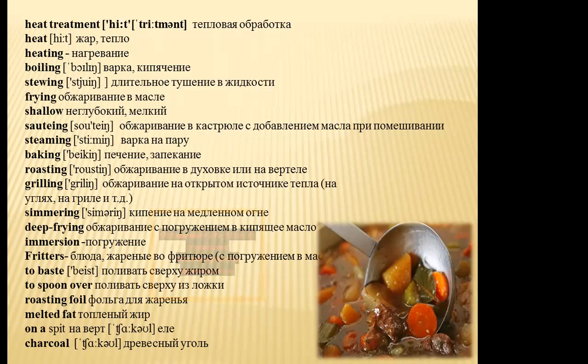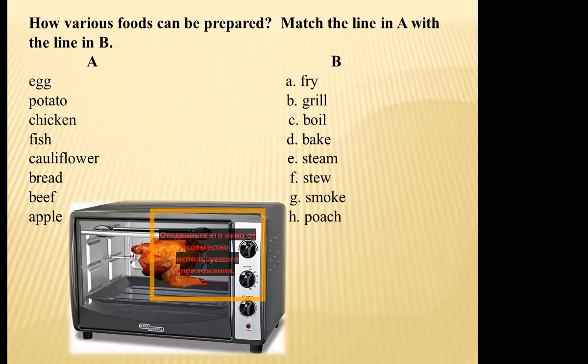The next task is, according to this vocabulary, we do an exercise. How can various food be prepared? Match the line in A with the line in B. Egg, to poach egg. Potato, to fry potato. Chicken, to grill chicken. Fish, to smoke fish. Cauliflower, to steam cauliflower. Bread, to bake bread. Beef, to stew beef. Apple, to bake apple.